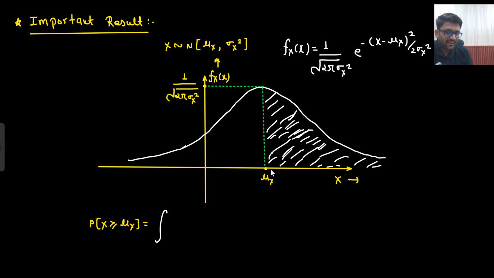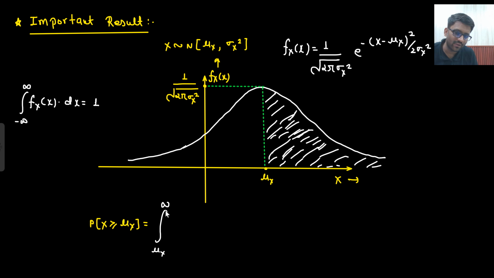The graph is symmetric about mu x, right? You know one thing, that from minus infinity to infinity, fx of x dx, the whole area is 1 and it is symmetric about mu x. That means before mu x and after mu x the area would be the same. So from mu x to infinity, what should be the area?